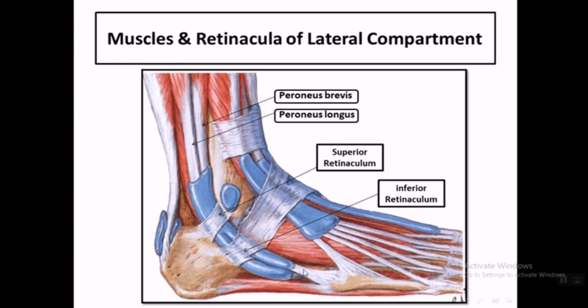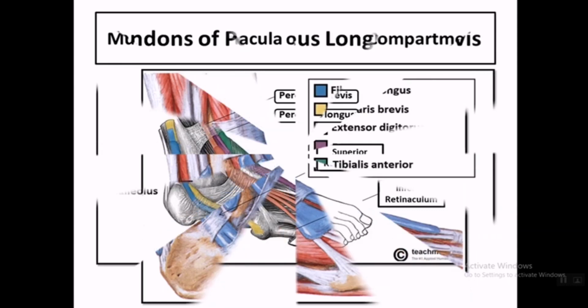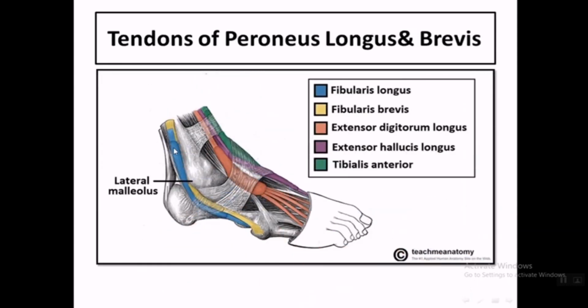The Peroneus brevis will pass to the base of the fifth metatarsal bone, while the Peroneus longus will pass deep to the cuboid bone to be inserted into the bones of the foot. These are the tendons of the Peroneus longus in blue and the Peroneus brevis in yellow as they are passing to their insertion.